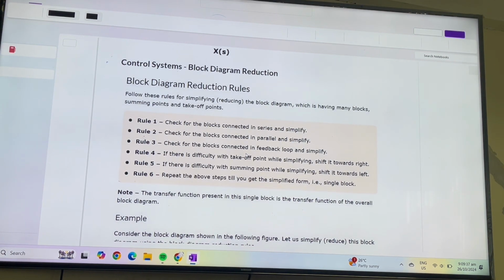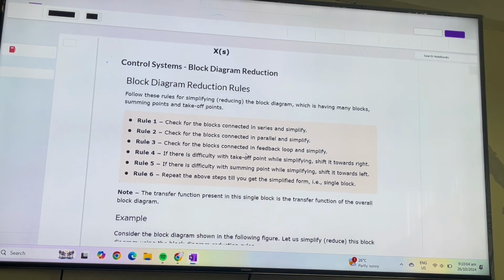So, rule number 2, parallel and simplify. Rule number 3, feedback loop and simplify. Rule number 4, if there is difficulty with the take-off point, we simplify by shifting it towards the right, and the summing point towards the left.